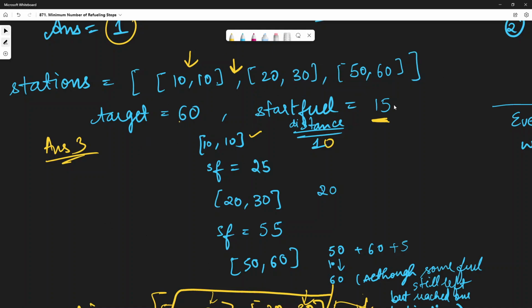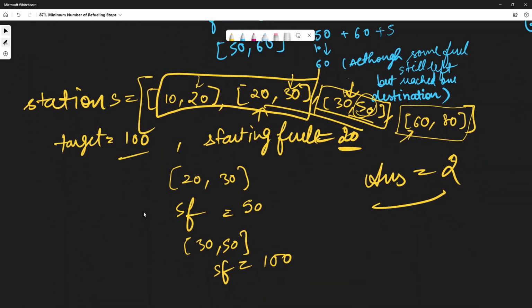So here the worst case scenario has occurred, that we were obliged to use all 3 stations. So that's why the answer here is 3. Now let us take another example.